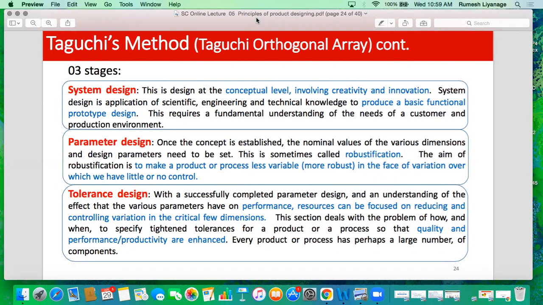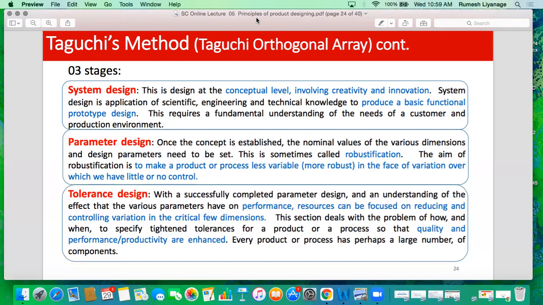What is the meaning of system design? It is actually a conceptual design. The design at the conceptual level involves creativity and innovation. System design is the application of scientific, engineering, and technical knowledge to produce a basic functional prototype design. This requires a fundamental understanding of the needs of a customer and the production environment.